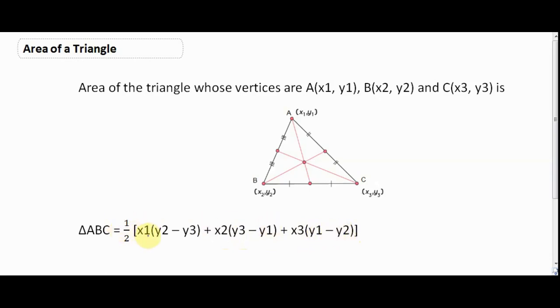The terms outside the bracket are the x coordinates, and inside the bracket we have differences of successive y coordinates. So x1 into (y2 minus y3) plus x2 into (y3 minus y1) plus x3 into (y1 minus y2), all multiplied by 1 by 2. This will be the area of the triangle with coordinates (x1, y1), (x2, y2) and (x3, y3). So let's make use of this formula to calculate the area in this problem.